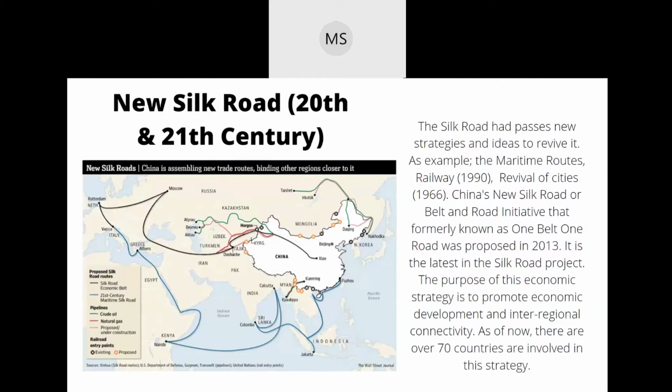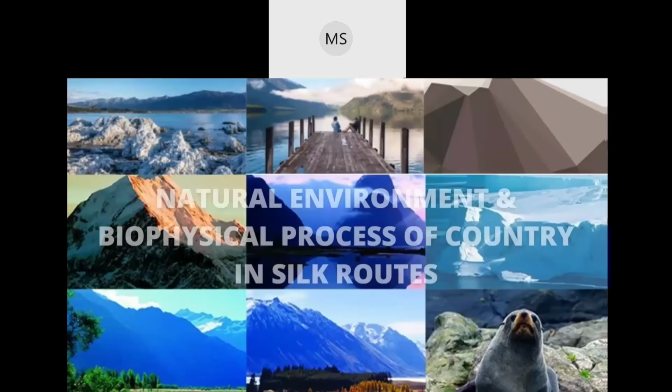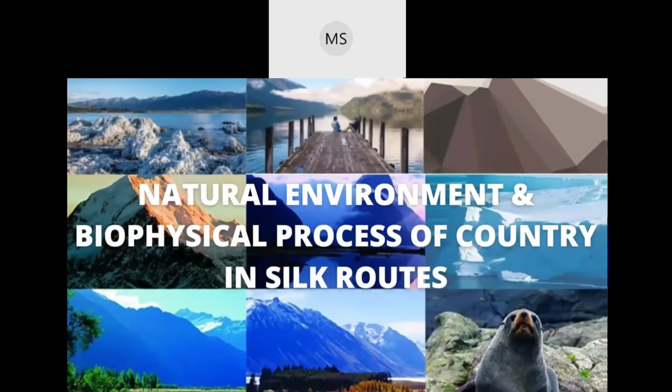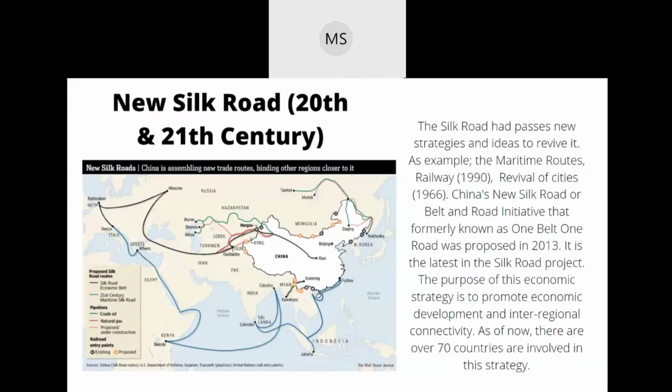The purpose of the economic strategy is to promote economic development and inter-regional connectivity. As of now, there are over 70 countries involved in this strategy. However, there are some problems regarding these strategies, and some of the countries rejected this strategy.